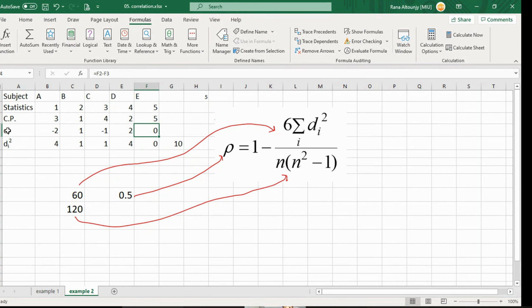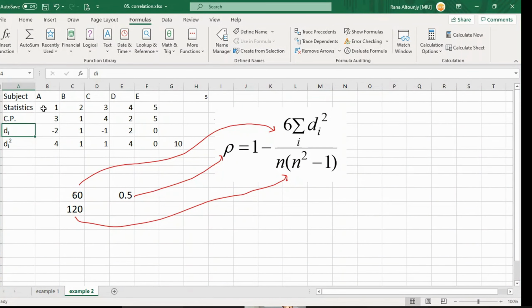Di is the difference in the rank. How can we find the difference in the rank? We need to arrange them based on one of the ranks. Like if you notice, we arrange them based on the statistics ranking: first, second, third. Then student A was third in computer programming, and student B was first in computer programming, like this.